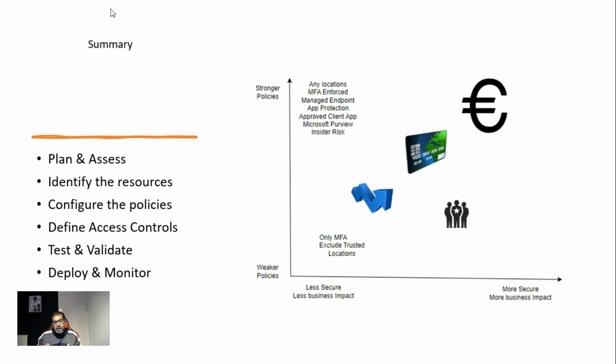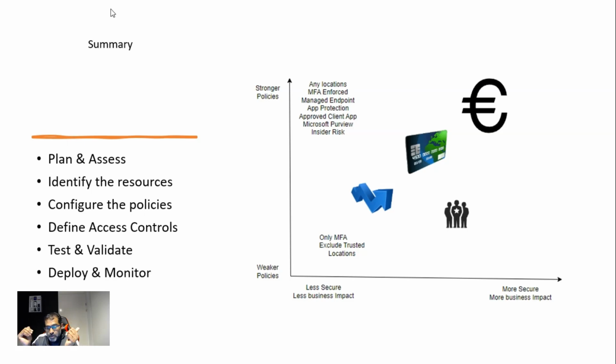So overall, we have come to the summary page. Zero trust, of course, is a holistic security approach that aims to improve the security posture in today's evolving threat landscape by shifting from a traditional perimeter-based security model to a more adaptive, context-aware approach. If we talk about one example, conditional access, in the graph, if you have weaker policies, then you have a less secure application, and it has less business impact.